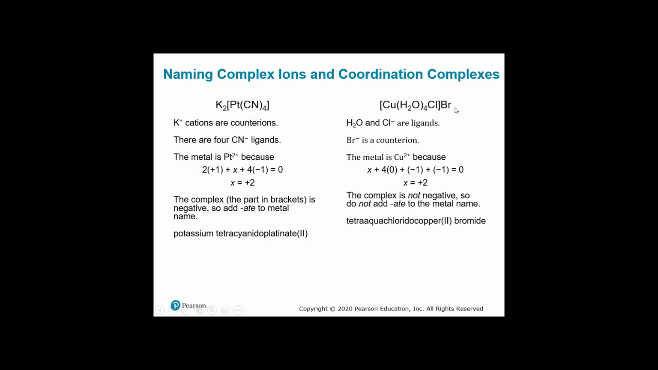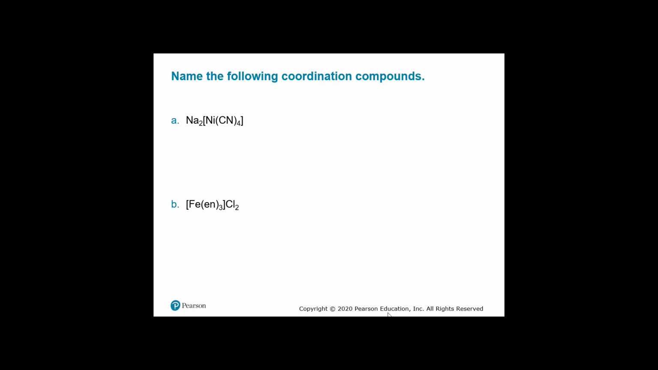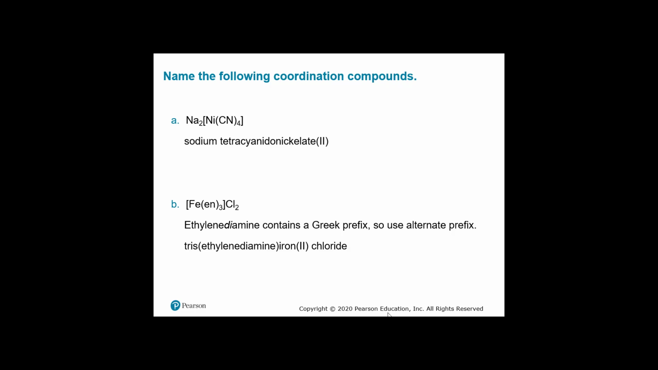So we name everything first alphabetically. We have tetraaquachlorido, because we only have 1, copper 2 bromide, and bromide is the counter ion. All right, so let's name the following coordination compounds. So I'm just going to jump into it.